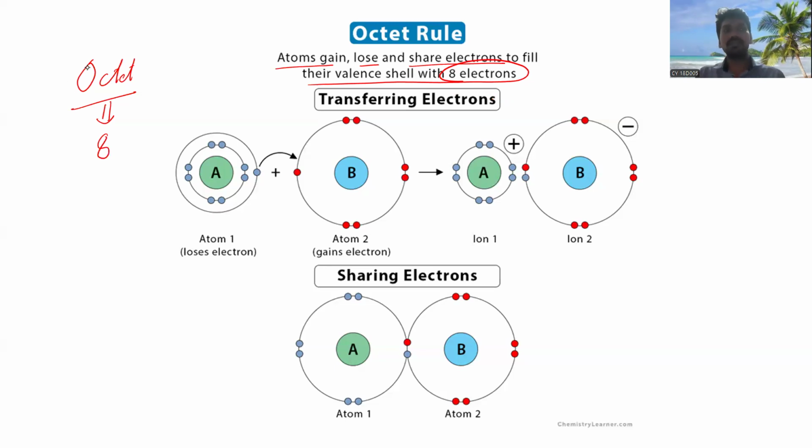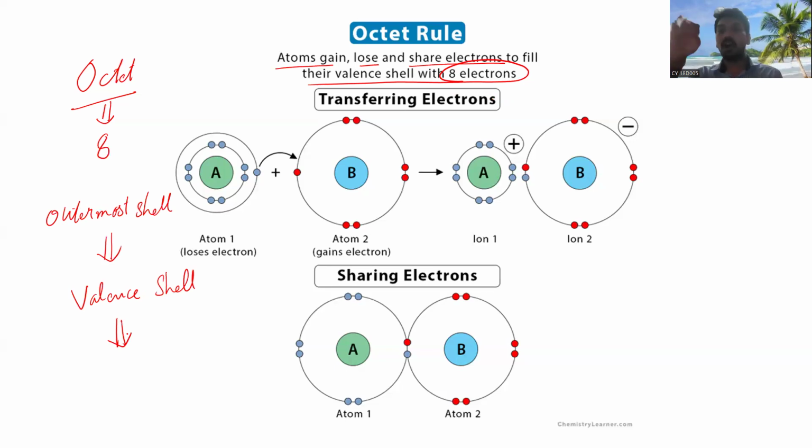Now, atoms generally try to gain 8 electrons in their outermost shell, which is also known as the valence shell. So, according to the octet rule, every atom tries to gain 8 electrons in its outermost shell. And this is the octet rule.